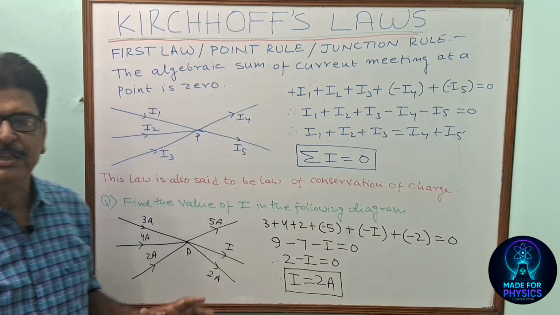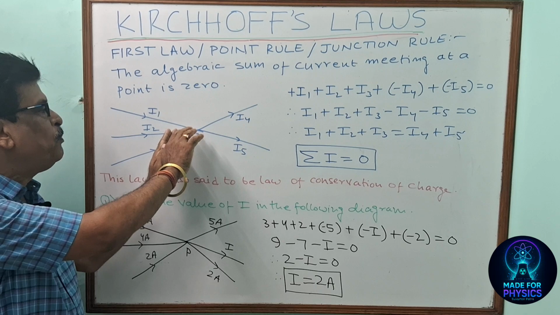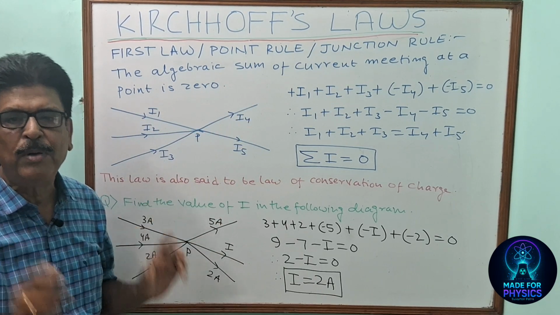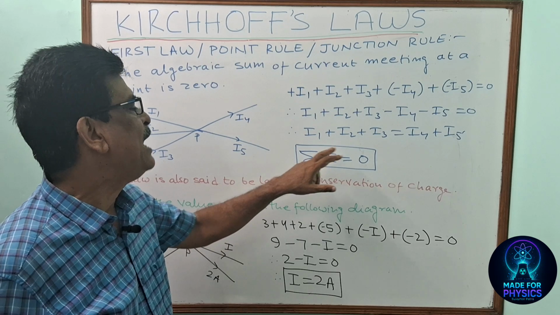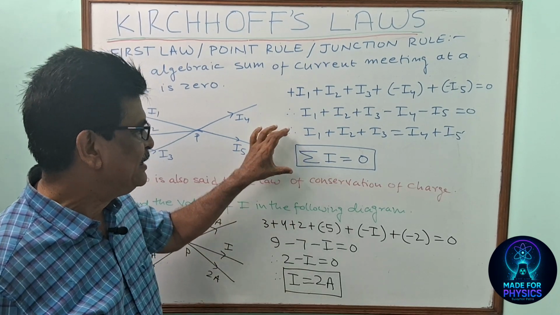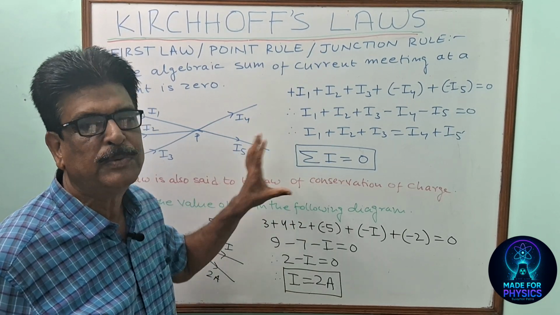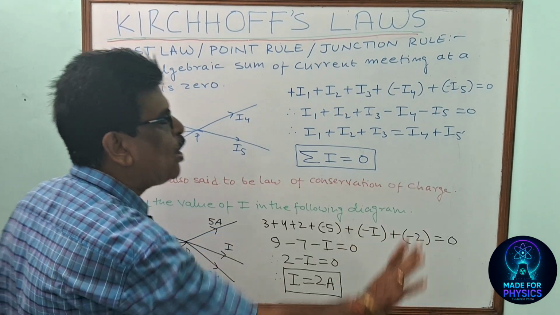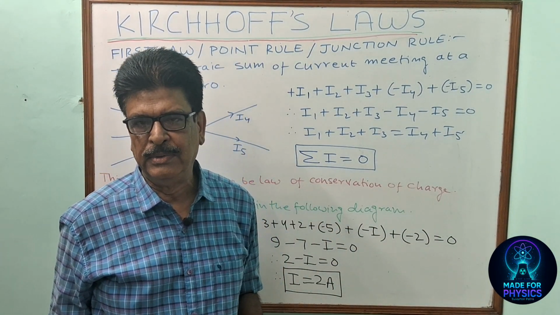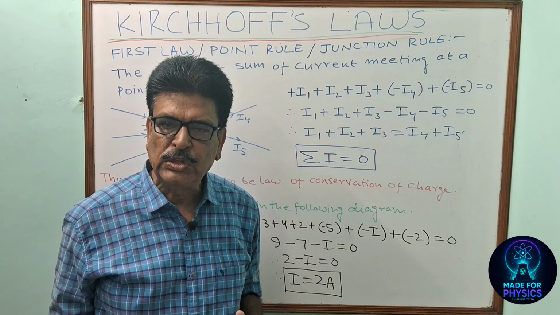So that is what happens. Whatever current comes to the point, the same current will recede from the point P, which is also written as summation I is equal to 0, and this is the mathematical form of Kirchhoff's first law. This first law is also said to be the law of conservation of charge. Hopefully you have understood this law.